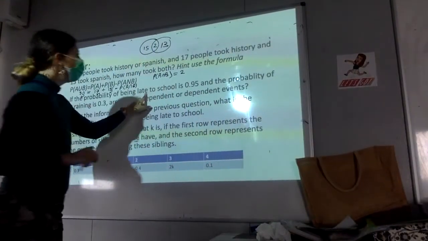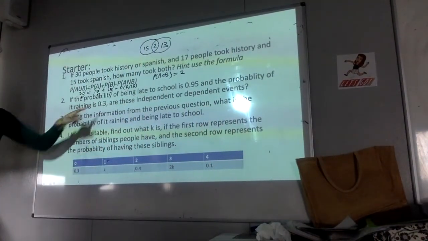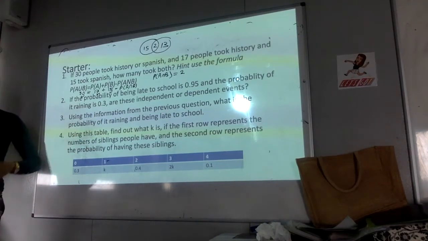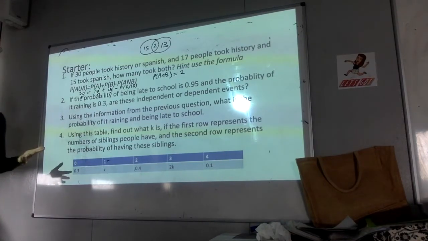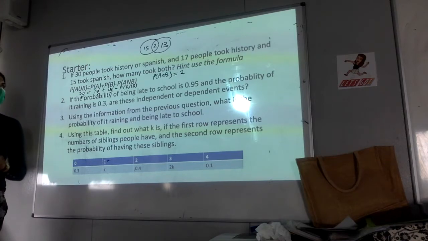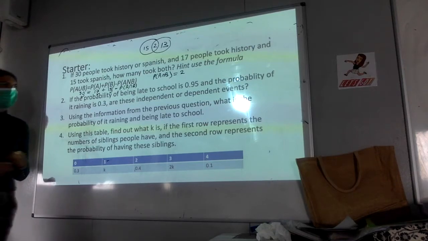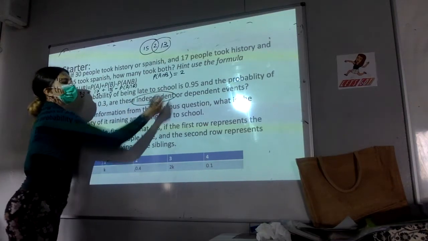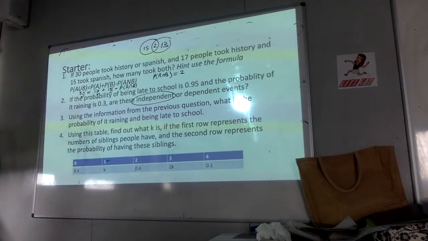The probability of being late to school is 0.95 and the probability of it raining is 0.3. Are these independent or dependent, Rodrigo? Dependent? I disagree. Why is it independent, Ugo? Because one of them doesn't rely on the other one? Excellent. One of them doesn't rely on the other one.